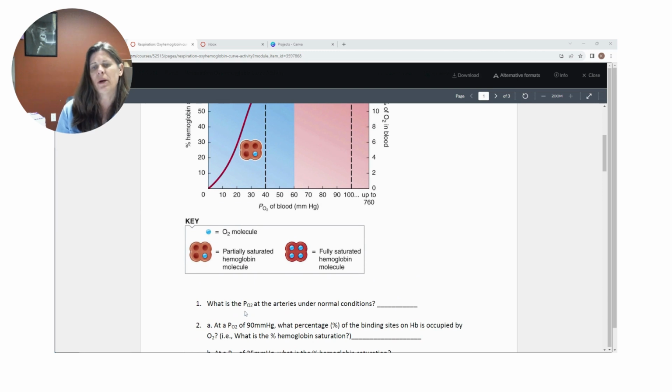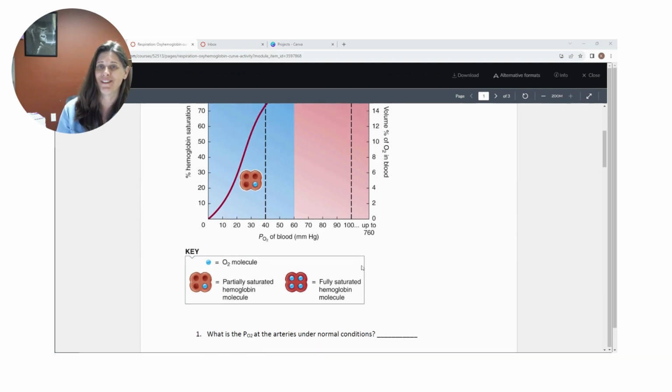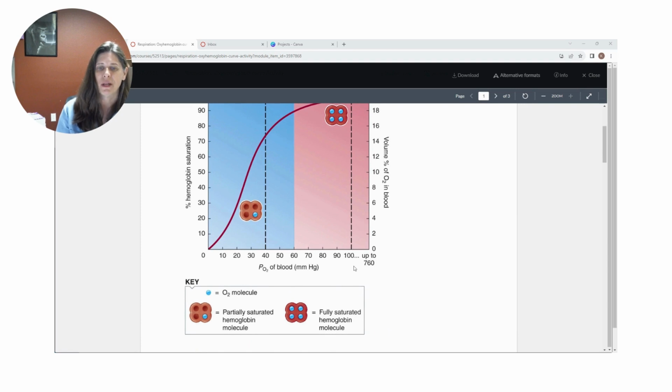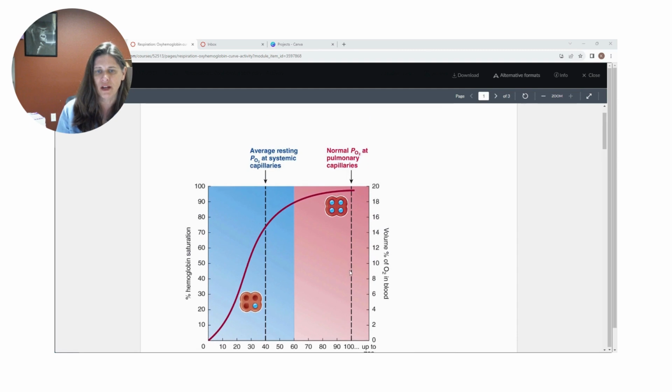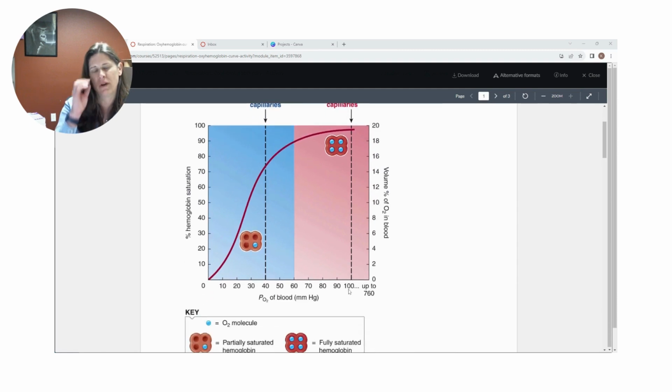What is the partial pressure of oxygen at the arteries under normal conditions? So I put this here. This graph shows you, but I want you to memorize this. This is something I want you to just remember. At normal conditions, this tells us here, it's at 100 millimeters of mercury. So just remember that, okay? 100 millimeters of mercury is the partial pressure of oxygen when our blood gets fully oxygenated. So that's at the arteries, that's at the pulmonary capillaries, that's at the arterioles, and then that's what's entering the capillaries at the tissues.